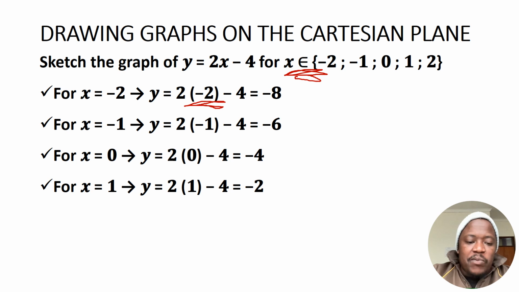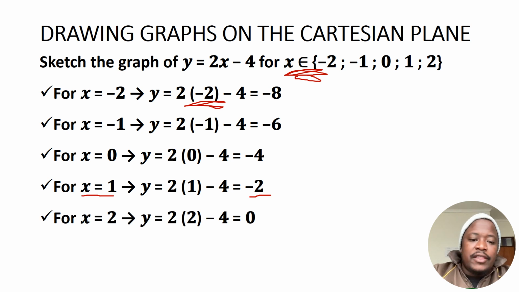And then another one, for x is equals to positive 1. Where we see x, this time around we are going to substitute with positive 1. Therefore, we are going to say 2 into positive 1 minus 4. 2 multiplied by 1 minus 4 will give us negative 2. What does that mean? If x is equals to positive 1, therefore the value of y will be negative 2.